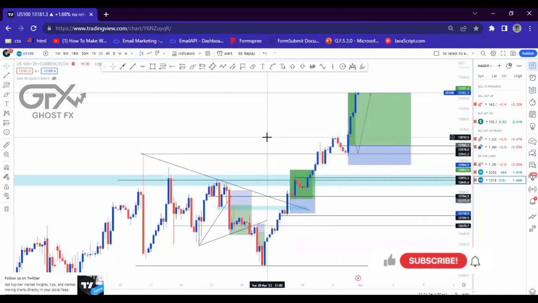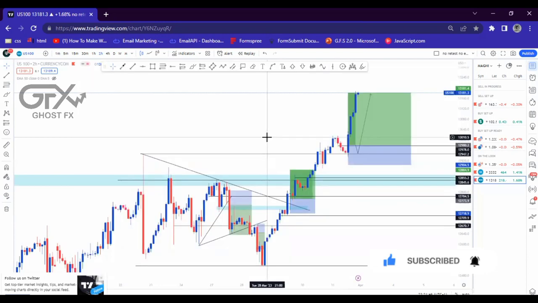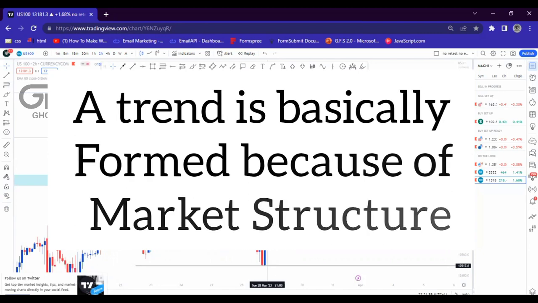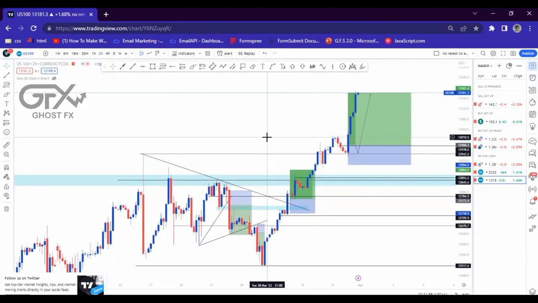Now we just know market structure, but we don't know what the meaning is. So the meaning of market structure is the behavior or the condition in which the currents of the market flow. You understand? So basically, we have the highlighted support and resistance levels, swing highs and swing lows. So a trend is basically formed based on the market structure. You understand? Over time, a trend is being formed due to the market structure being formed.